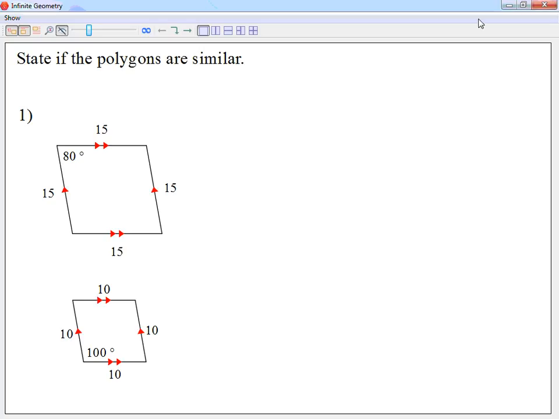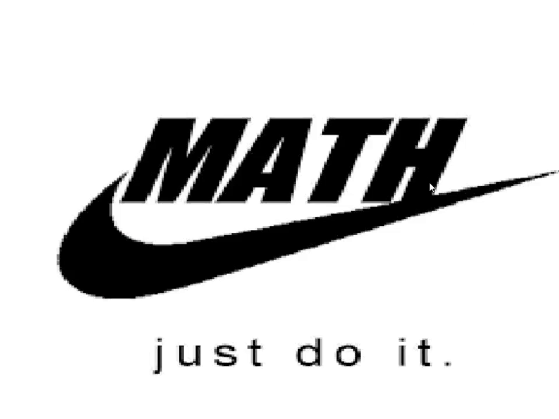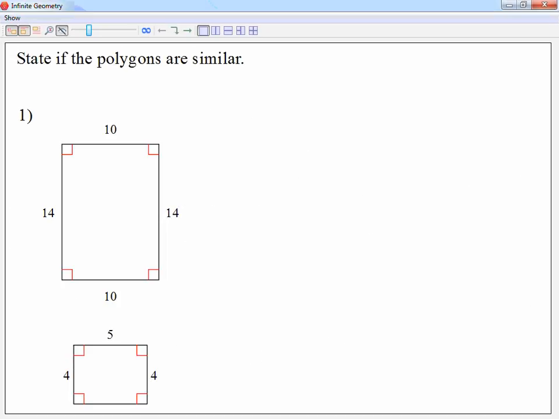I don't think I have the same picture as you guys. Let me fix this. Alright, my angles have to be the same. And I notice they're all 90 degrees, so it's good. My angles do repeat. Now my sides have to be proportional.